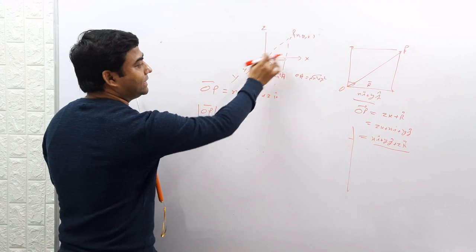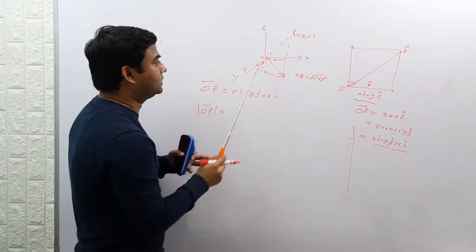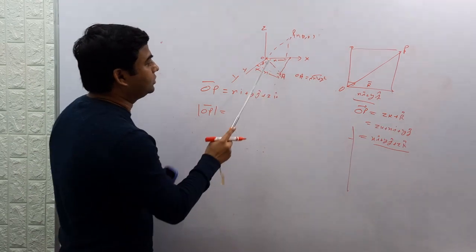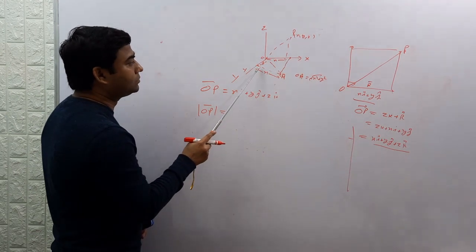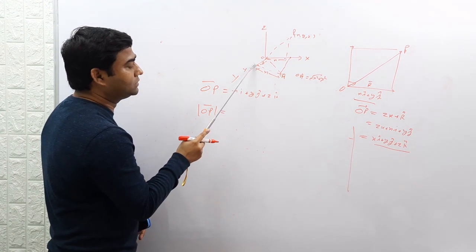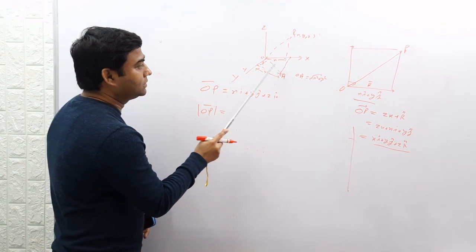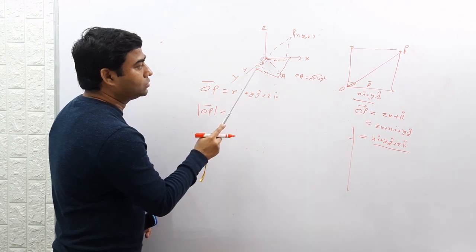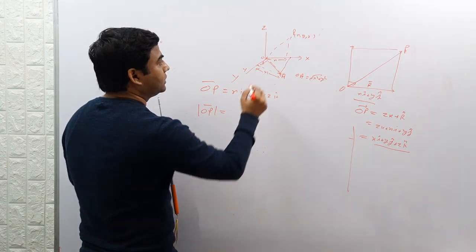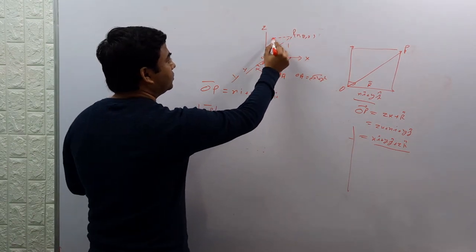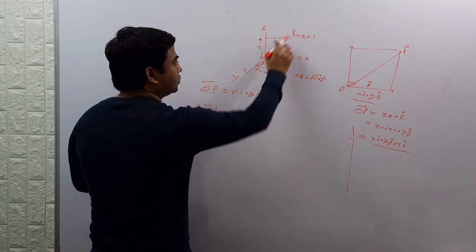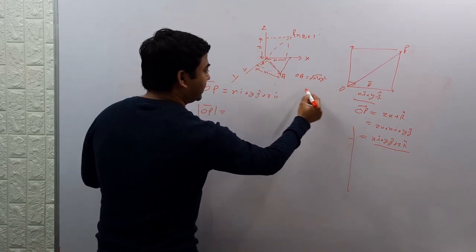This is a right angle. This distance is x, and this distance is y. OA is under root x square plus y square, because this is a right angle triangle. Now this OA is known. Similarly, draw a perpendicular on the z axis. So this distance is z. So this OP you can draw in two dimensions.